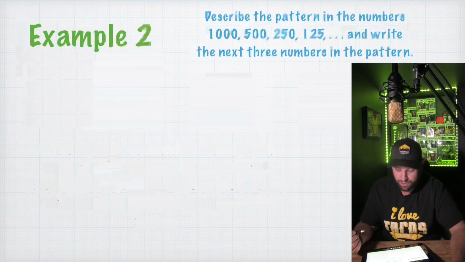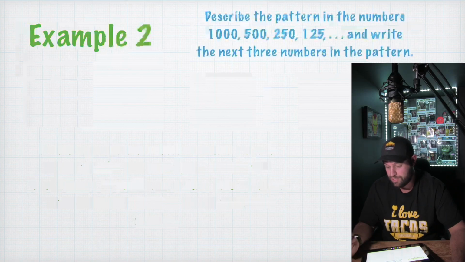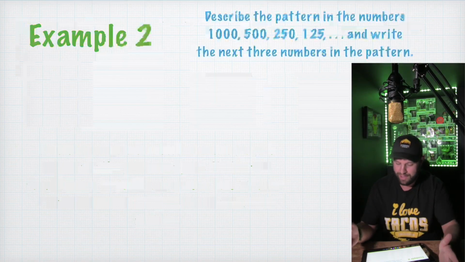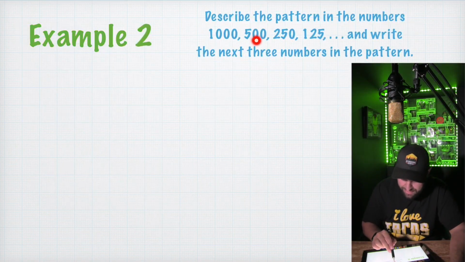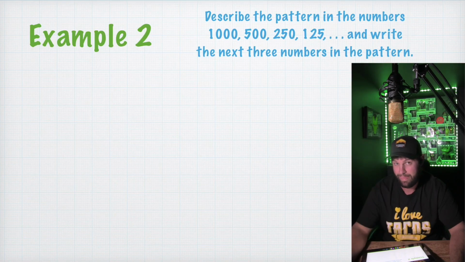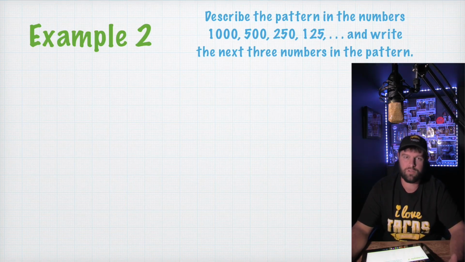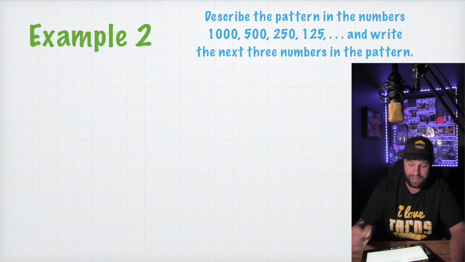Example 2. Describe the pattern in the numbers 1,000, 500, 250, 125, and so on, and write the next 3 numbers in the pattern. The first thing I do is ask, how does 1,000 get to 500? Right off the top of my head, I can think of 2 ways. I could do 1,000 minus 500, which gives us 500. Or I could do 1,000 divided by 2, which also gives us 500, splitting it perfectly in half.